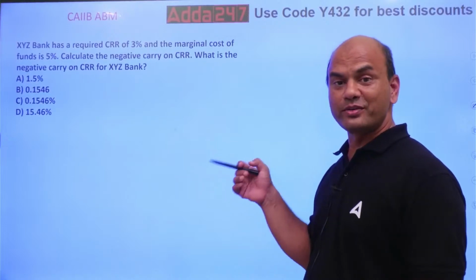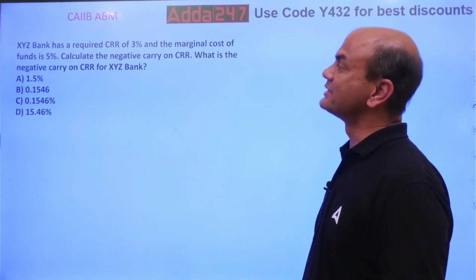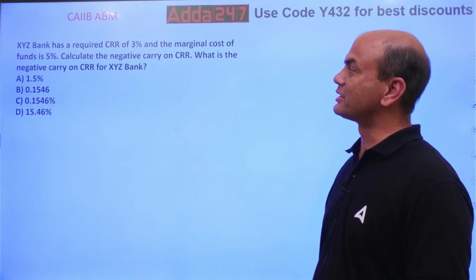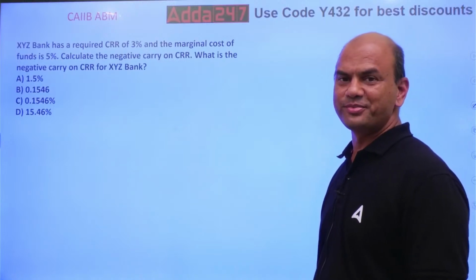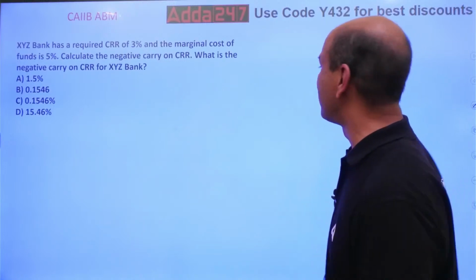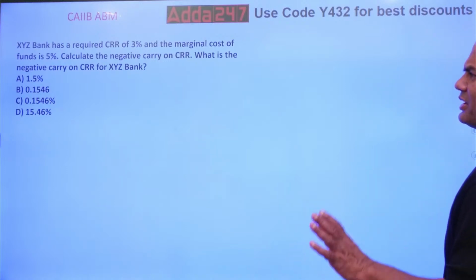Now what is this? What are we talking of? It has a CRR of 3% and marginal cost of funds is 5%. So you have to calculate the negative carry. Look at this. I have solved this. I know it's very difficult.